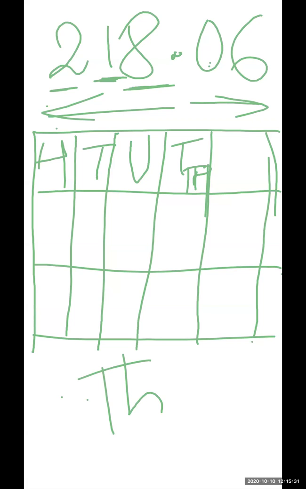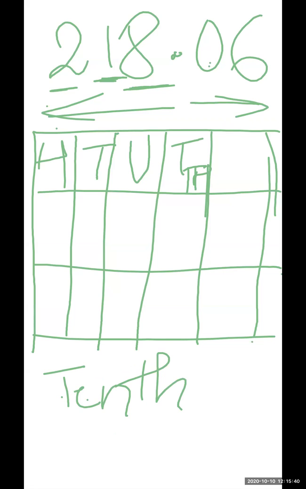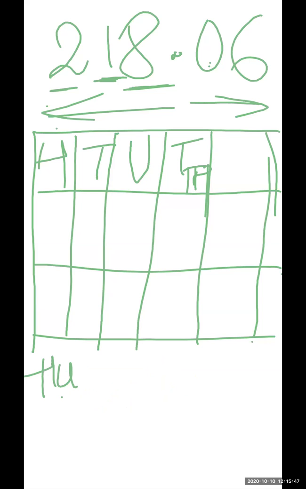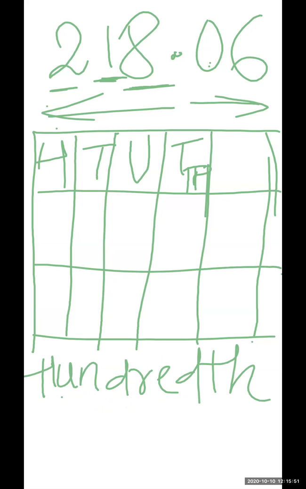Okay, you will write like this: tenth place, correct? Here, then hundredth place. Again you will write the spelling of hundredth. I am writing only HTU because there is no space, but you will write in full words. Okay, and this 6 is on the hundredth place.